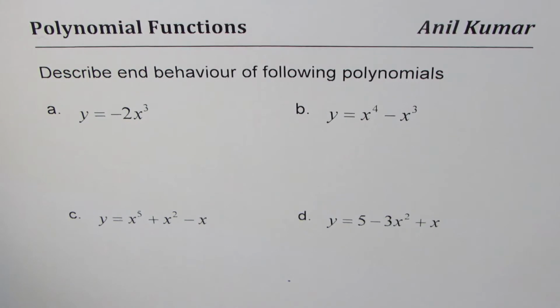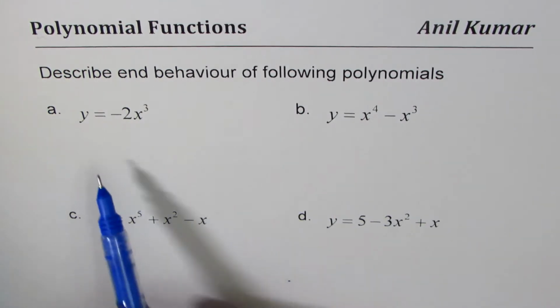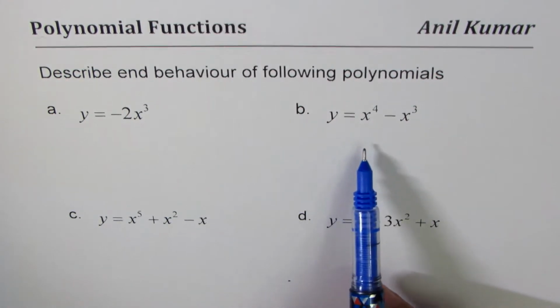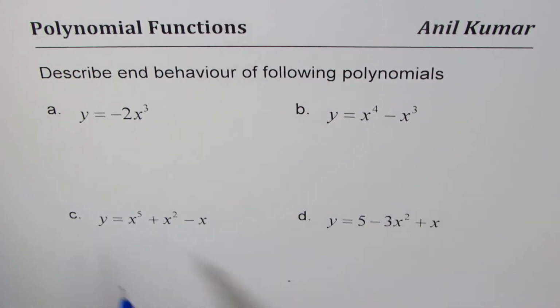We have four polynomial functions here. First one is y equals minus 2x cubed. B is y equals x to the power 4 minus x cubed. C, y equals x to the power 5 plus x squared minus x. D is y equals 5 minus 3x squared plus x. You need to write end behavior of these functions. You can always pause the video, answer the question, and then look into my suggestions.